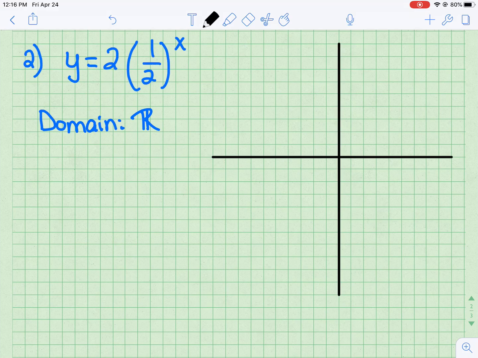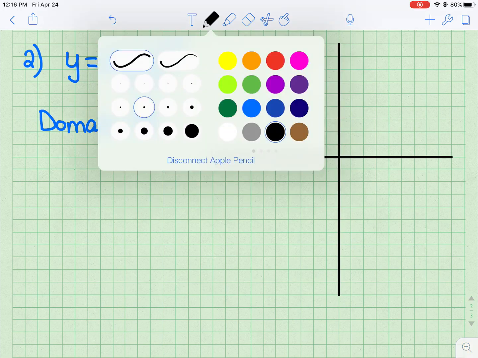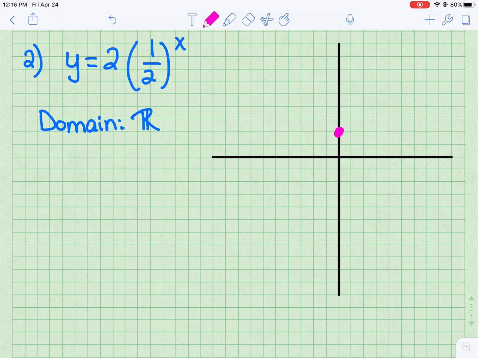And we expected it to be starting up high and coming down low because it's a decay. And then I'm going to hit trace. So 0, 2 is where it's crossing the y-axis, so that's a good one. And then it looks like 2 and then a 0.5, so like there. And then I'll go up. -1 looks like it's almost at 4. So it's something like this, skimming again along the x-axis.